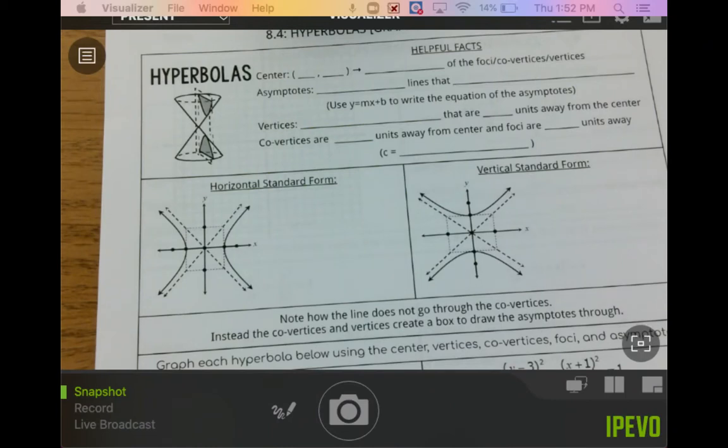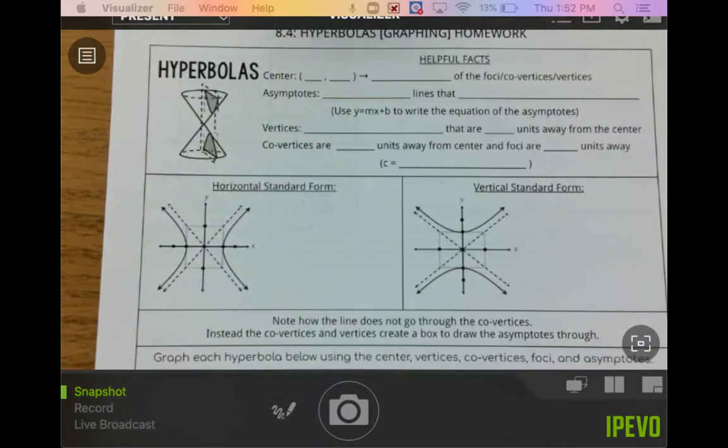All right, so hyperbolas look a little bit crazy, but they aren't that different from ellipses. They are different enough that you're going to want to make a choice of which one you work on at one point. So don't switch between 8.3 and 8.4 because it gets confusing.